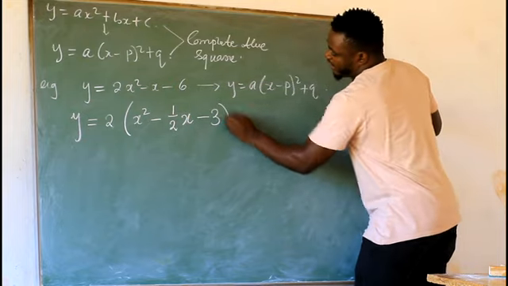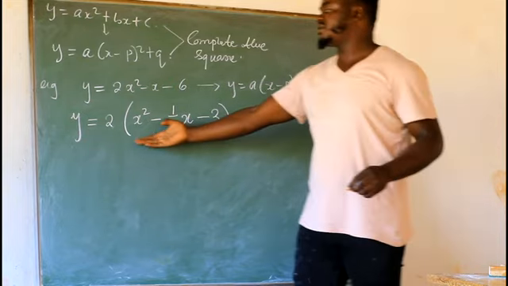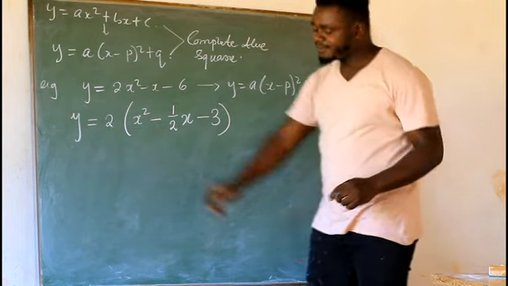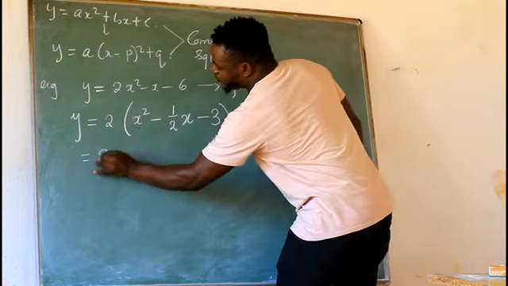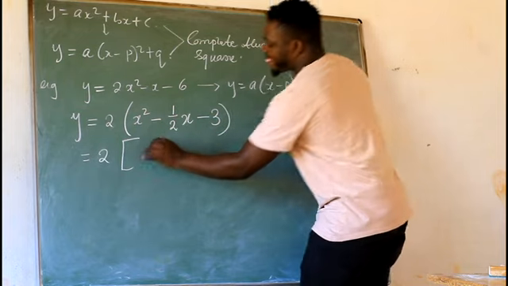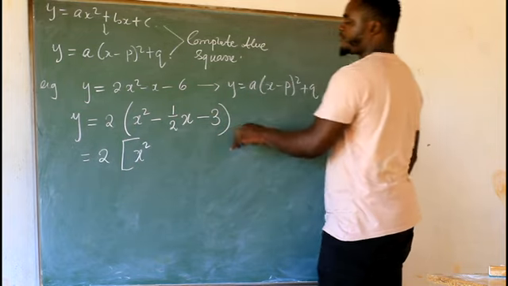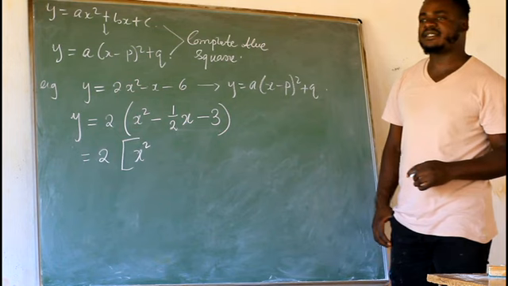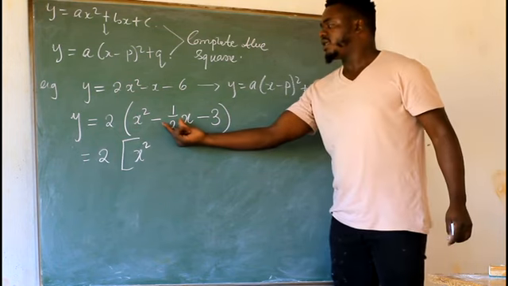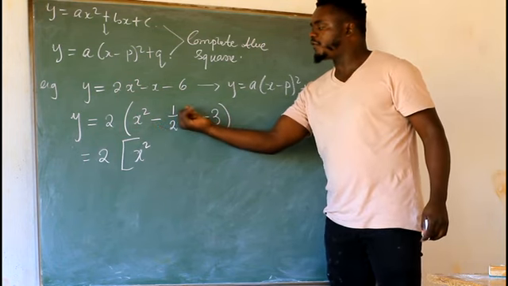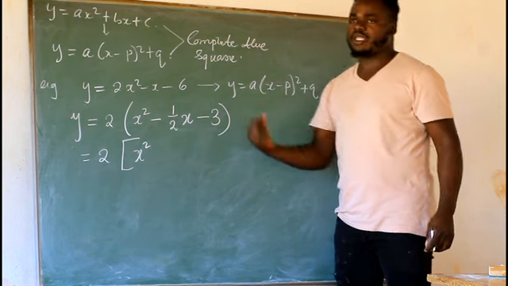That is 3. You have something like this. This is your a, remember? Then you have 2, then square brackets, then you are going to complete the square from this one. You know that to complete the square, we add the half of the middle term and you square it.